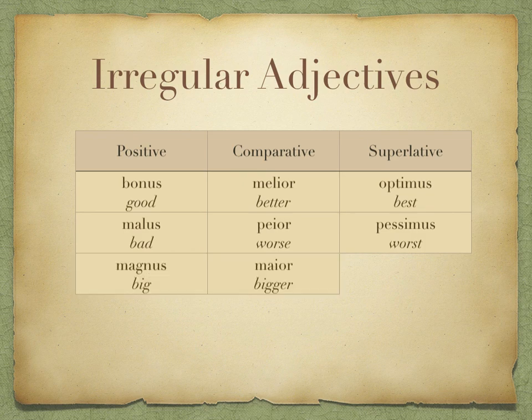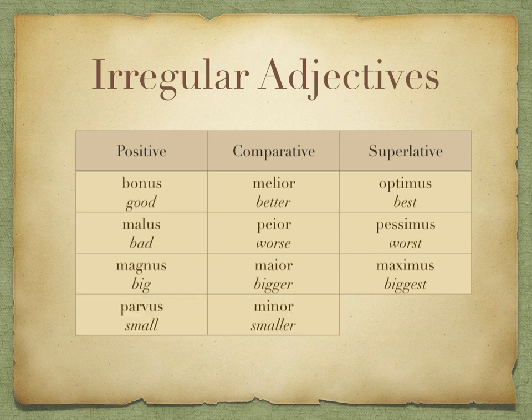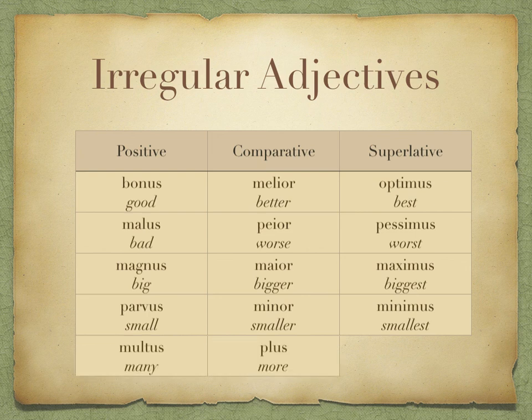Magnos, meaning big, goes to maior for bigger, and maximus for biggest. And pauvos for small goes to minor for smaller, and minimus for the smallest. Finally, multos, meaning many, goes to plus for more, and then plurimus for very many. So these forms are irregular. You do need to be able to recognize them, and do note that they are also irregular in English, if that helps you remember them, or a lot of them are irregular in English.